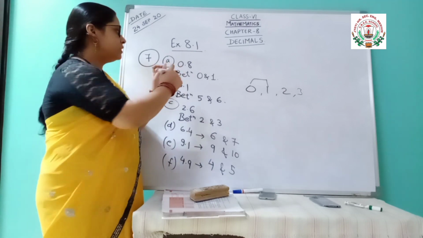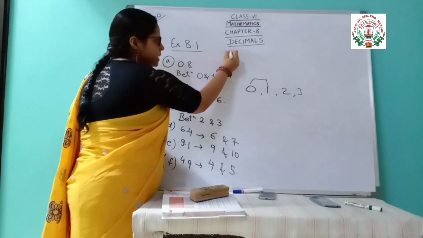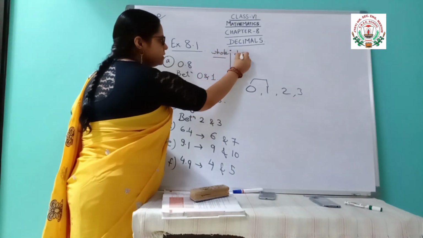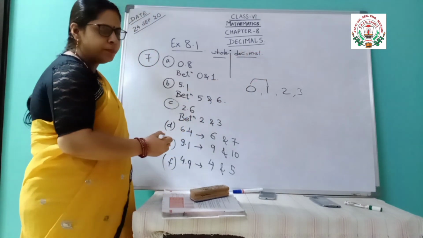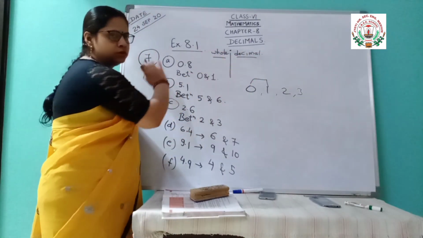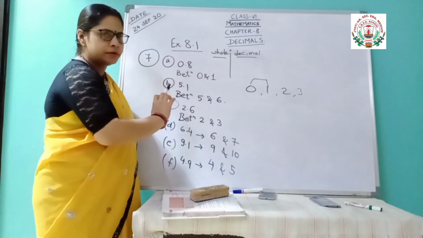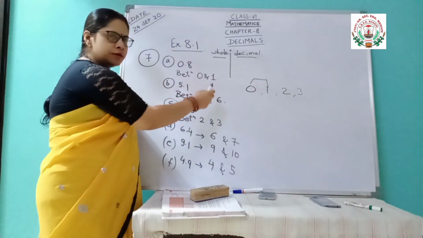Suppose this is the decimal. This is called the whole number part and this is called the decimal part. That I have explained to you in the beginning of this chapter. So you see only the whole number. Which whole number, and next to that number which number is there. So 0 and the next number is 1. 5 and the next number is 6.